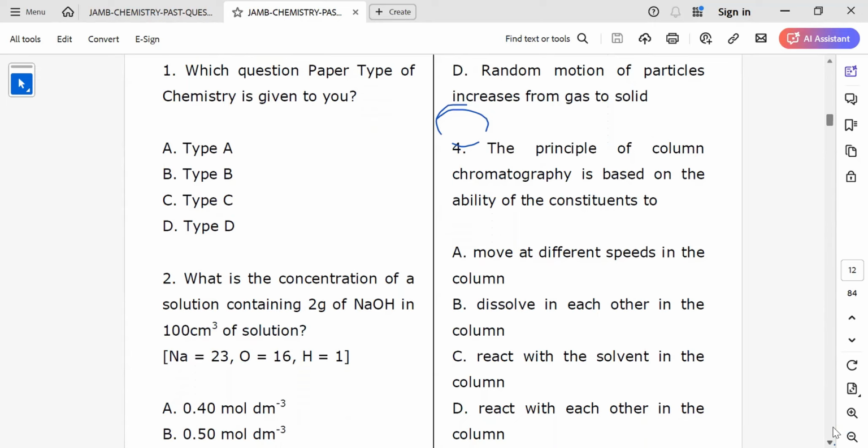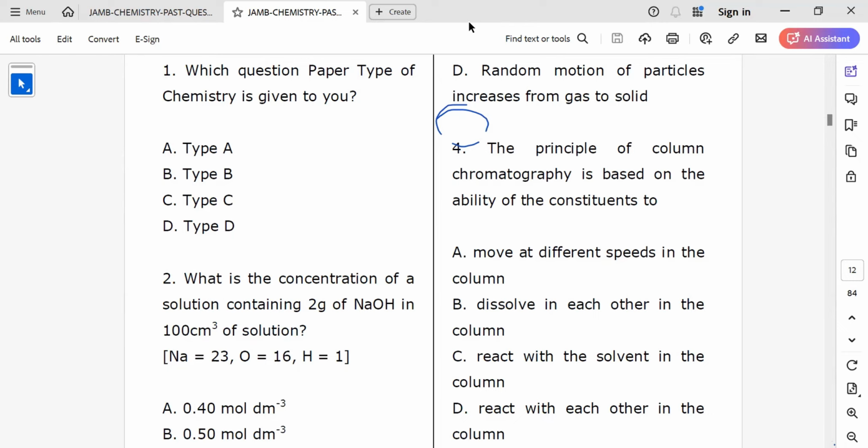So actually, column chromatography is a type of chromatographic technique that is used in the separation of molecules. And this separation depends on the nature of the molecules, because it's the nature of the molecules that will give us an idea of which method will be applied in separating them. And each of the separation techniques has its own principle. So here the question is asking about the principle of column chromatography.